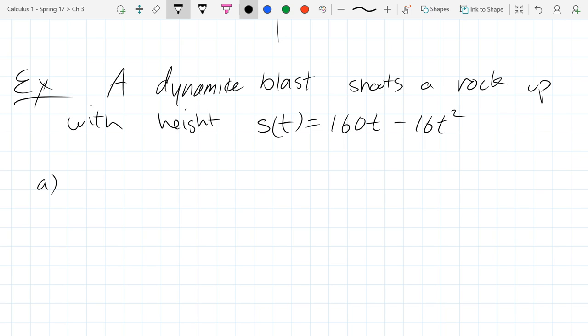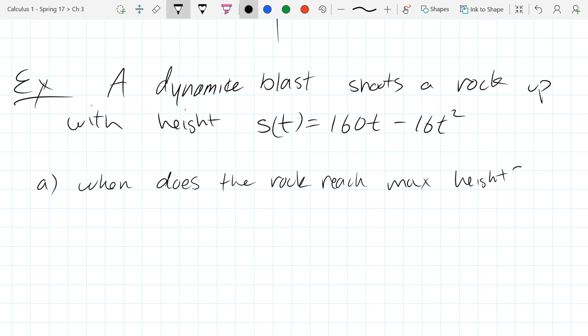So first one, when does a rock reach maximum height? So you could answer this by using the negative b over 2a, finding your vertex, t value for your vertex, plugging it in and getting a height value. But that would be a pre-calculus way to solve this. So I don't want to go back and solve it with a pre-calculus way.